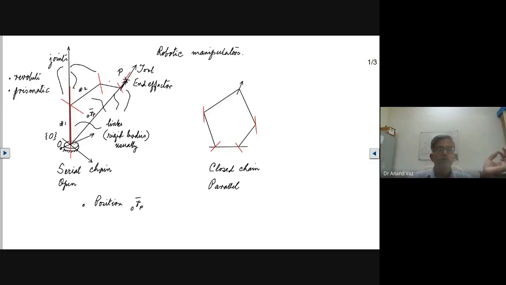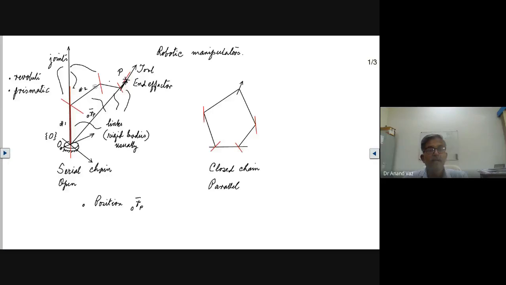So if we fix a frame on each of these links, as the manipulator maneuvers, you will find that the frame which is fixed on the link also moves. Now, it's convenient for us to understand the location of any point on a link with respect to its own frame.